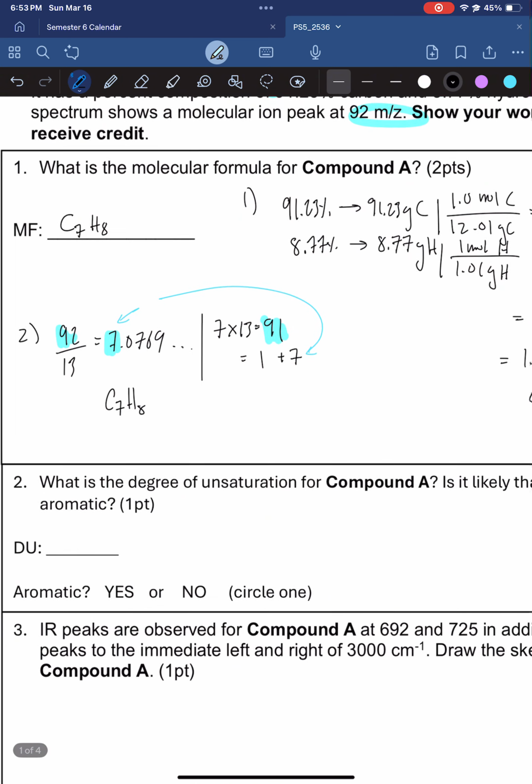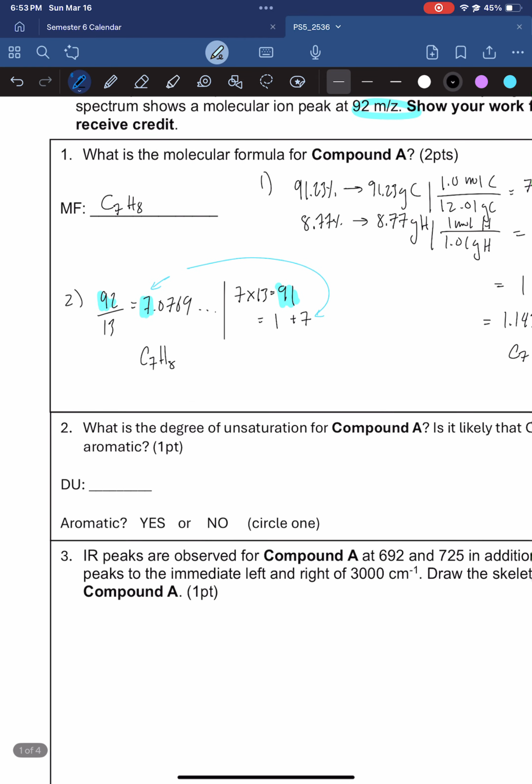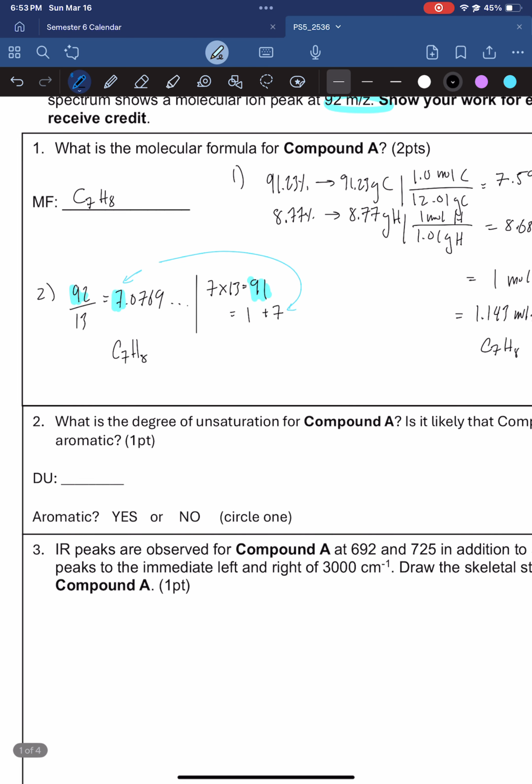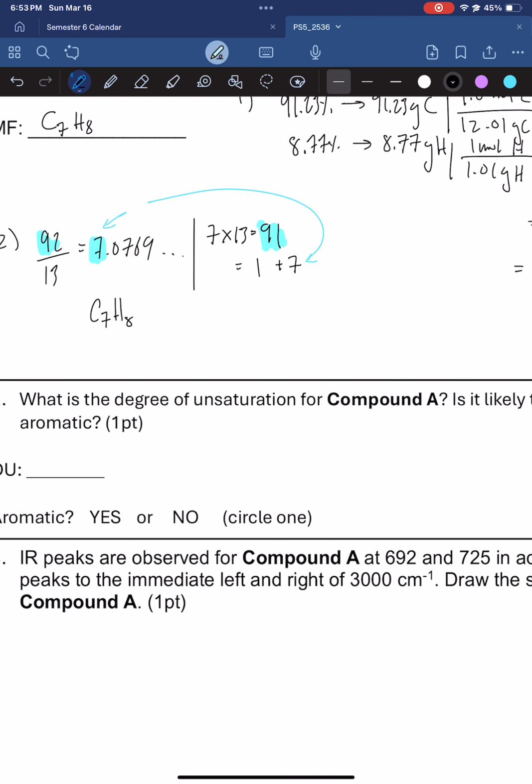Next question. What is the degree of unsaturation for compound A? Is it likely that compound A is aromatic? So basically this goes back to, do you know your formulas? C7H8, degrees of unsaturation, is going to be number of carbons minus 1/2 the number of hydrogens plus 1. And since we're just working with hydrocarbons, we do not need to worry about nitrogens or halogens or anything like that. And this should give us a degree of unsaturation of 4.